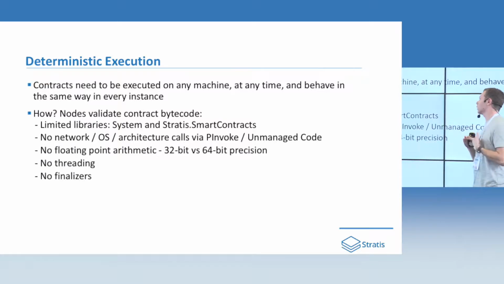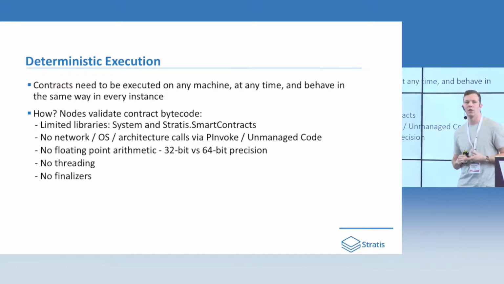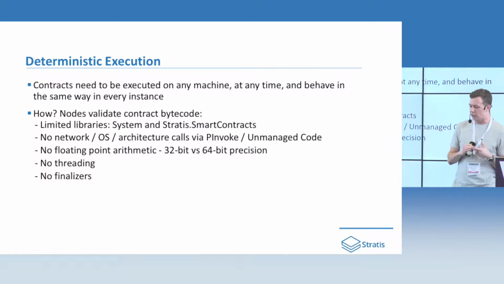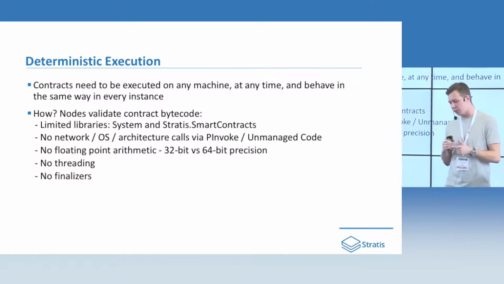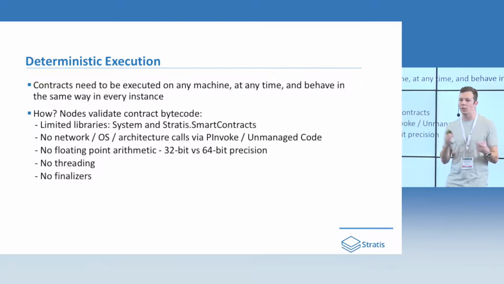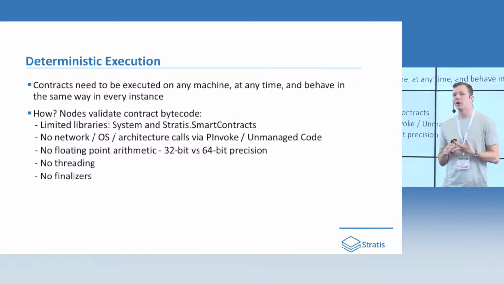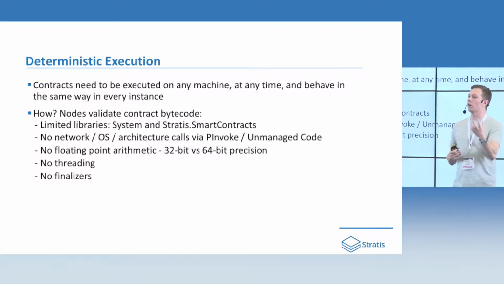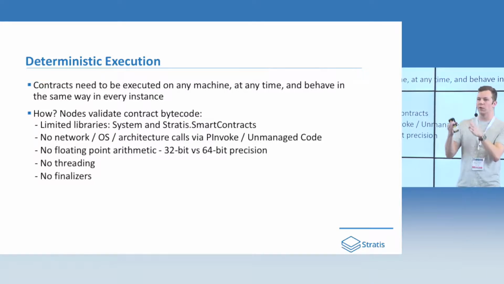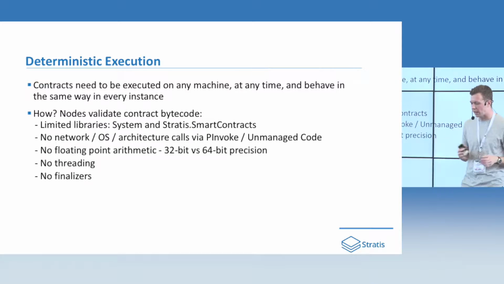What we do in constraining the code is ensure certain properties. Firstly, only limited libraries within C# are allowed. Off the bat, we only allow System and Stratis.SmartContracts, which is our custom package. So there are no network, operating system, or architecture calls; you can't make any calls externally. No floating point arithmetic. This is because in the arithmetic around floating point numbers, you can actually reach a different level of precision in the last few digits. This can be a source of non-determinism, so we just rule that out.